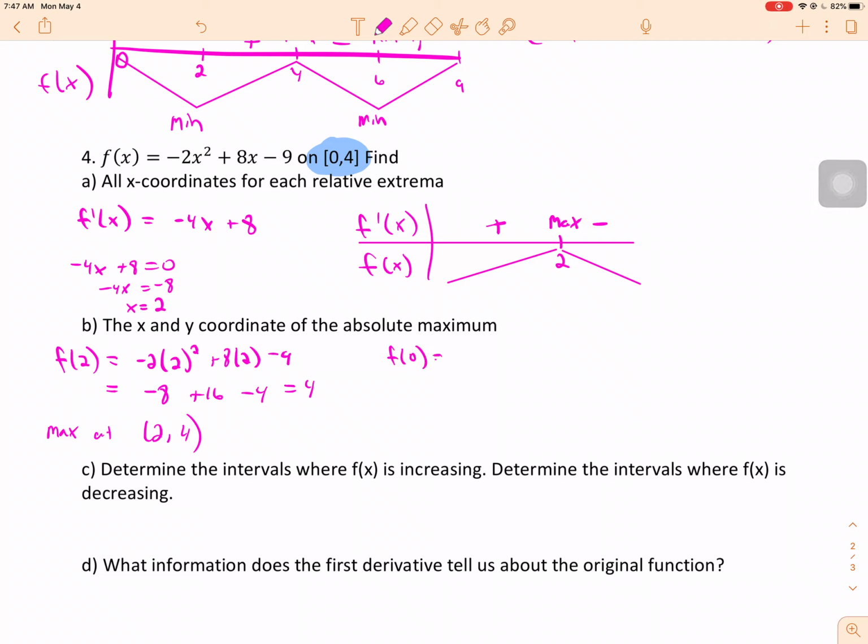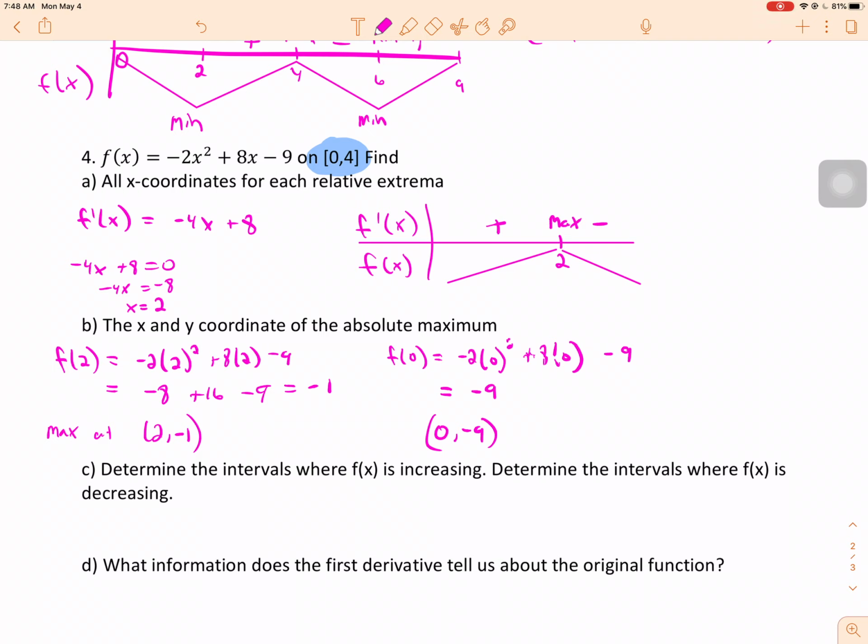So f of 0, plug in 0 to the original. Sorry, I don't know what's happening there to my pen. Oh, that's a 9. So that's negative 1. Okay, so you get 0 plus 0 minus 9, so negative 9. So 0, negative 9 is a point. Okay, so that's too low.